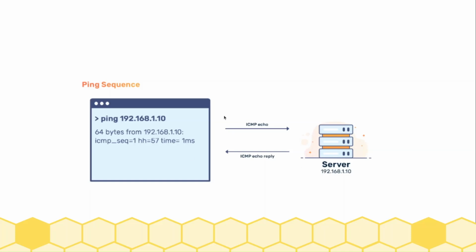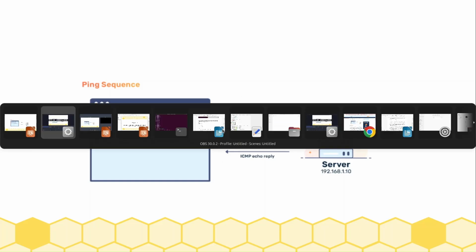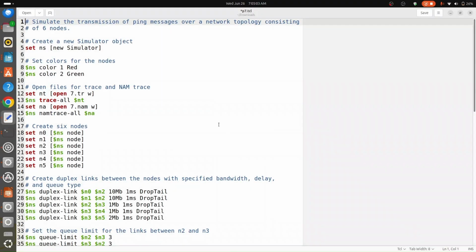So now using NS2 we need to simulate this ping. We are not supposed to use the ping command. We need to simulate this ourselves using a 6 node network. So let's look at the program and understand how we do it. We have already worked on a couple of simulations, so this should be easy now.